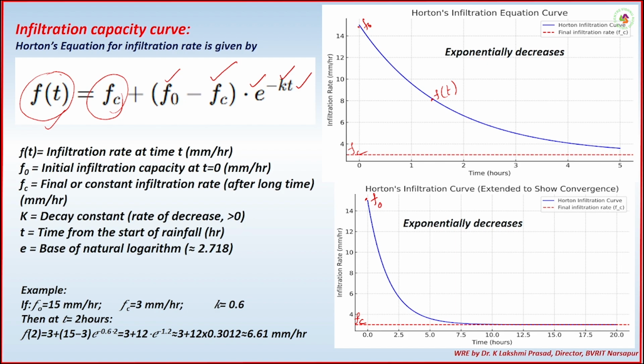Once again, see what this curve says. Horton's equation for the infiltration rate is Ft, that means the infiltration rate at any time t, is equal to the constant infiltration rate, the steady state infiltration rate, plus the initial infiltration rate minus the constant infiltration rate, into e to the power of minus kt. Here k is the decay constant, and t is the time from the beginning of the storm. That is what it is.